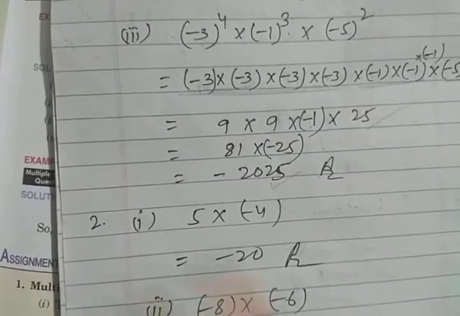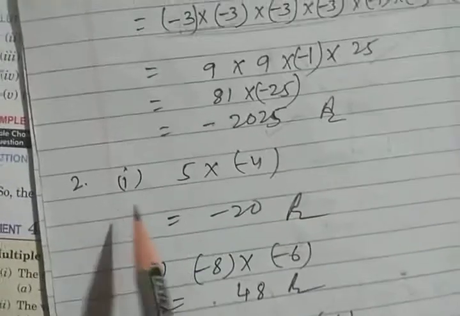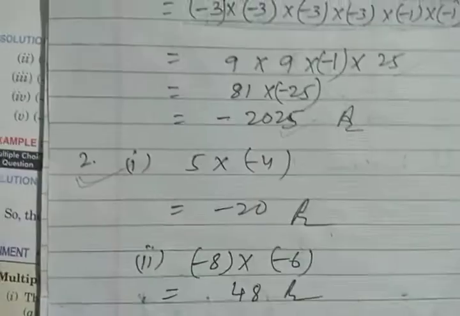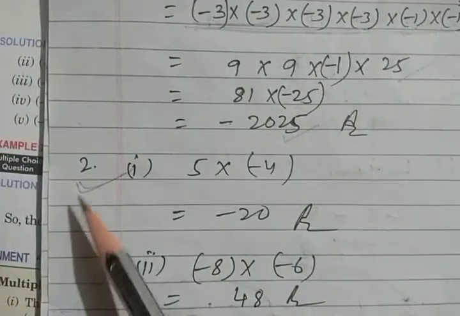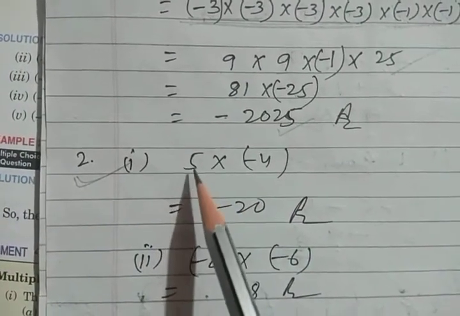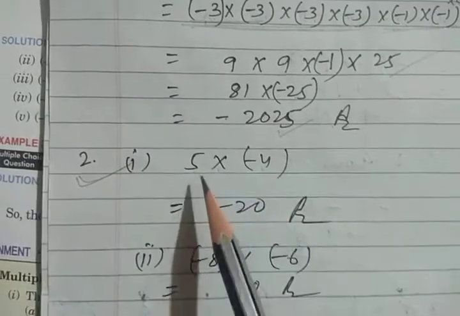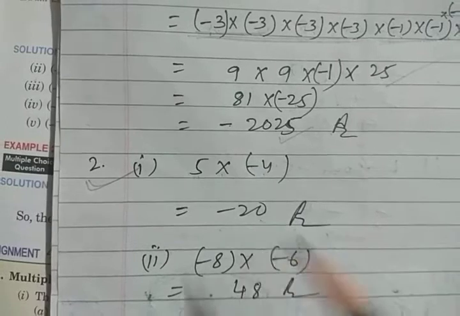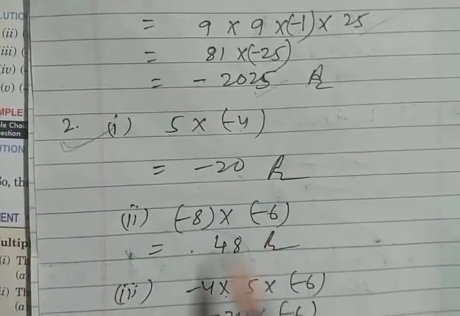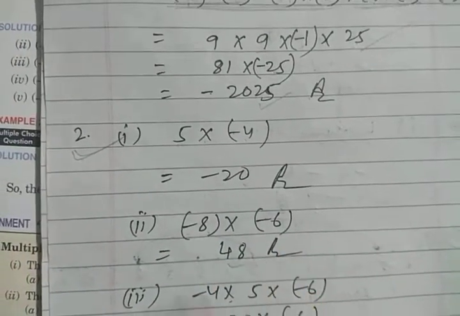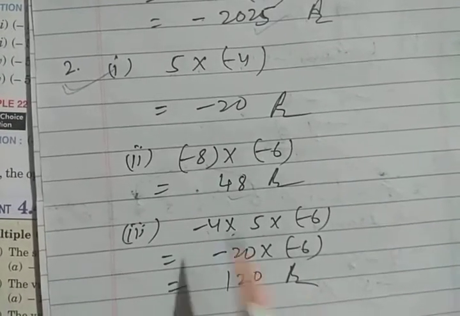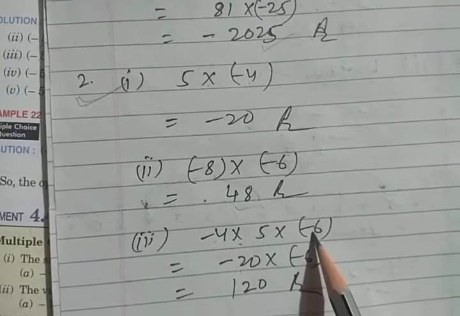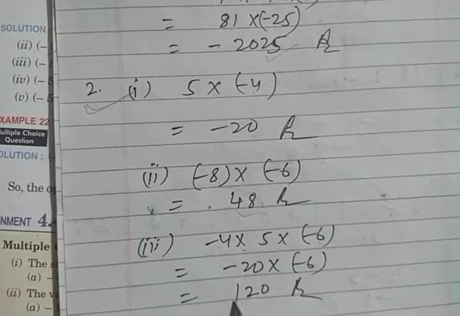Okay, now go for question number 2. Multiply 5 multiply minus 4. Here plus minus minus, and 5 fours are 20. Minus minus plus, 8 sixes are 48. Minus plus minus, 4 fives are 20, and multiply by minus 6 we get minus minus plus, 20 sixes are 120.